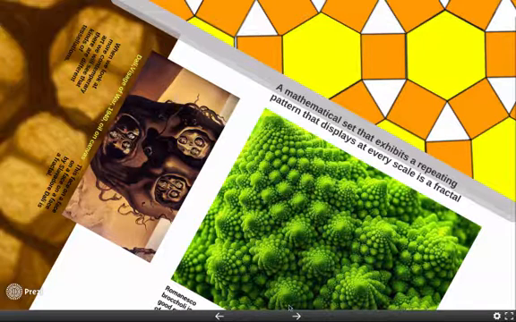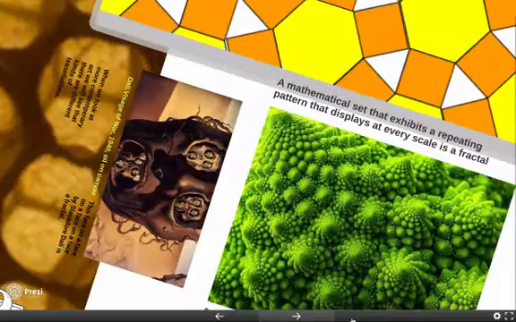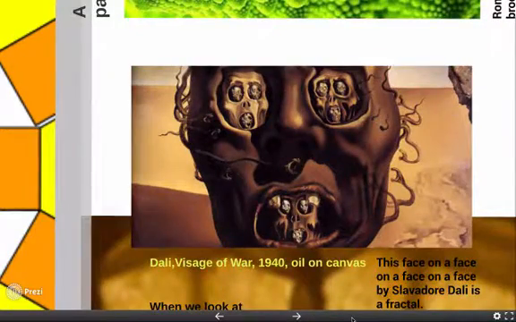Now this is a mathematical set that exhibits a repeating pattern that displays on every scale. This is called a fractal. Let's take a look again at our Salvador Dali work. This is a face on a face on a face and a face and a face. This is Salvador Dali's fractal work here.